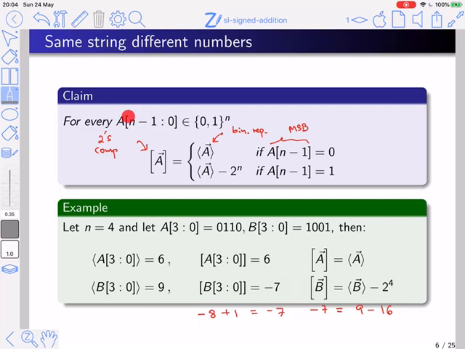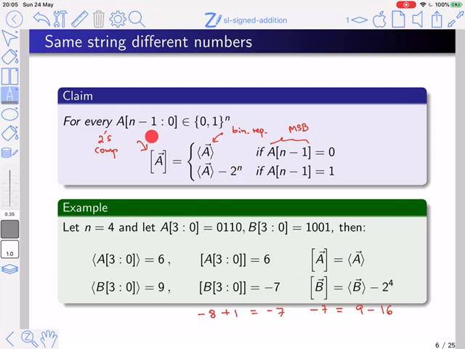Now consider a string A of n bits, and now we can interpret the string in two ways. One, we can interpret it as if it's representing a number in binary representation, or as if it's representing a number in 2's complement representation. What is the relation between these two numbers? Well, if the most significant bit of A is 0, then they represent the same number. We saw that in our example. But if the most significant bit is 1, we claim that the number represented by A in 2's complement representation equals the number represented by A in binary representation minus 2 to the power of n.